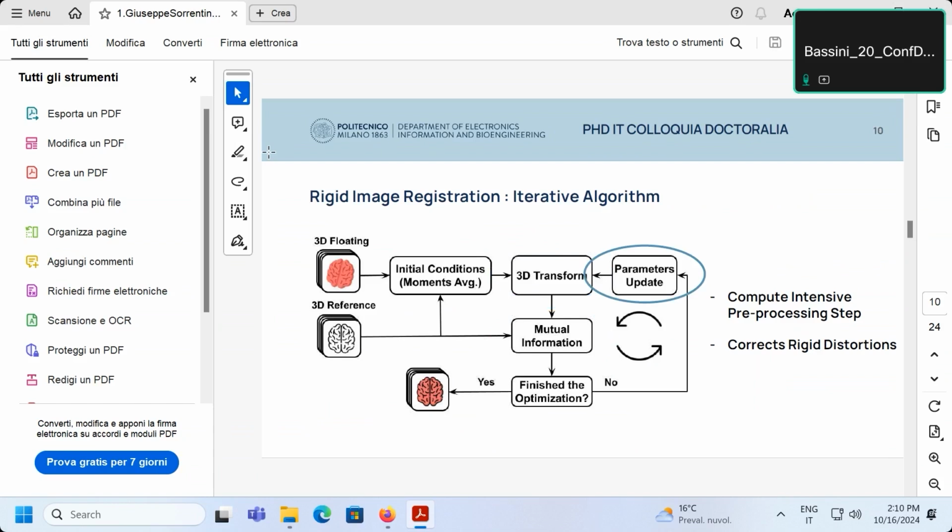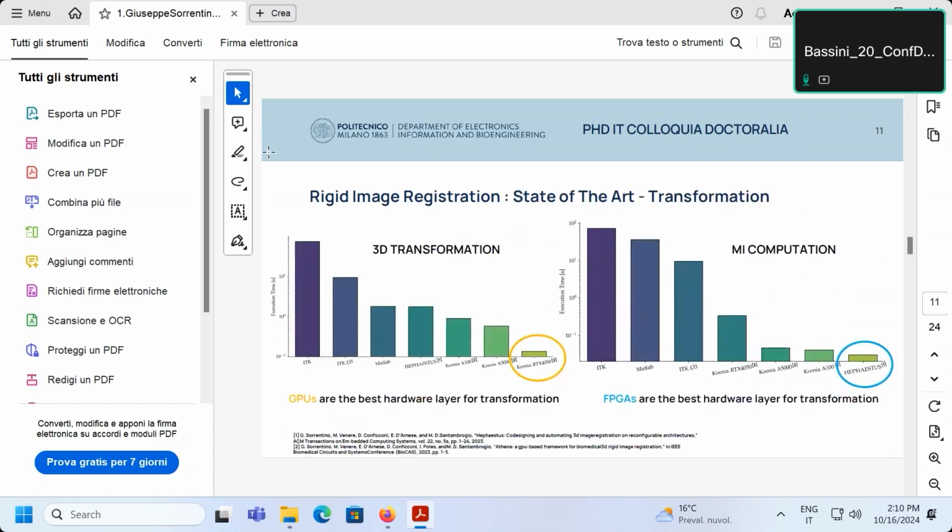And if we look at GPUs in the state-of-the-art, the transformation on the left side is perfectly accelerated through GPUs, but the mutual information computation is not. FPGAs are the best hardware for this step. And also, we would like to use FPGAs because they are good for the acceleration of privacy-preserving mechanisms, for example, homomorphic encryption.